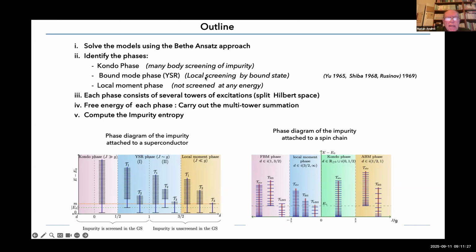After I discuss these phases, I will discuss how to calculate the free energy in each phase. We have to carry out a multi-tower summation. Namely, first we have to sum over one tower, then over another tower. As a result, we'll get new effects which are not present if you have only a standard summation of one tower. We call this phenomenon split Hilbert space.